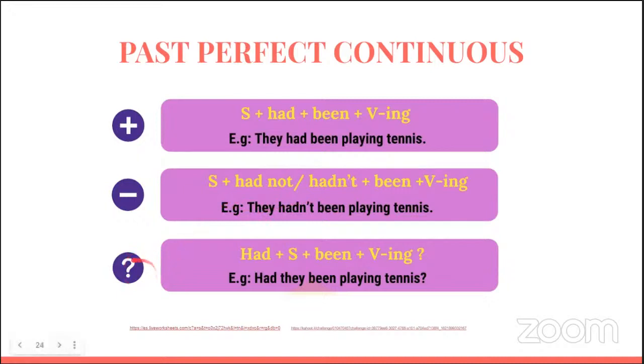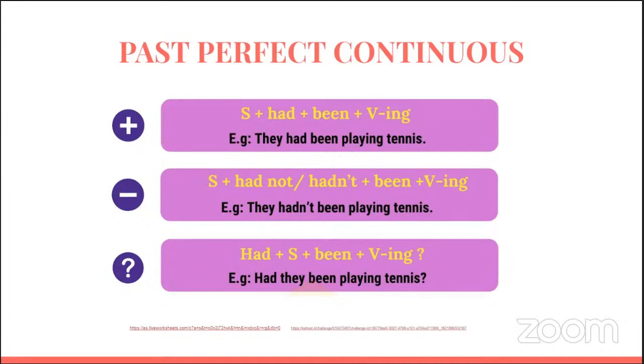And for questions, as always, we have to place the auxiliary verb before the subject, then been, the verb in the ing form, and the complement. So, had they been playing tennis? Yes, they had. No, they hadn't. Those will be the two possible answers.